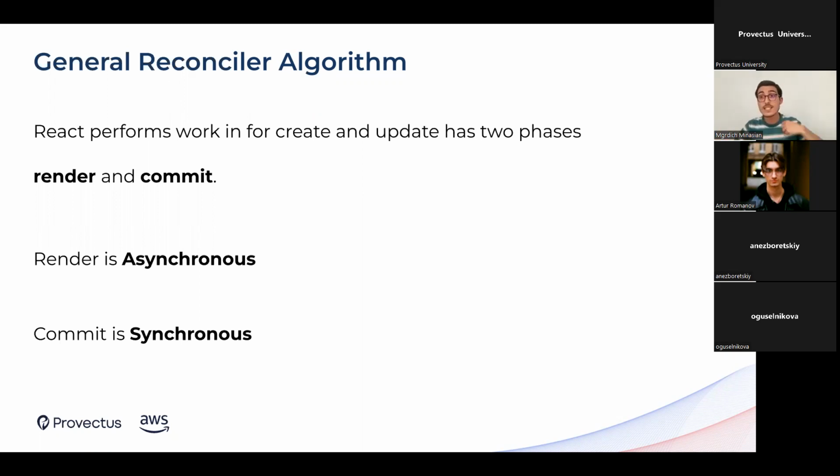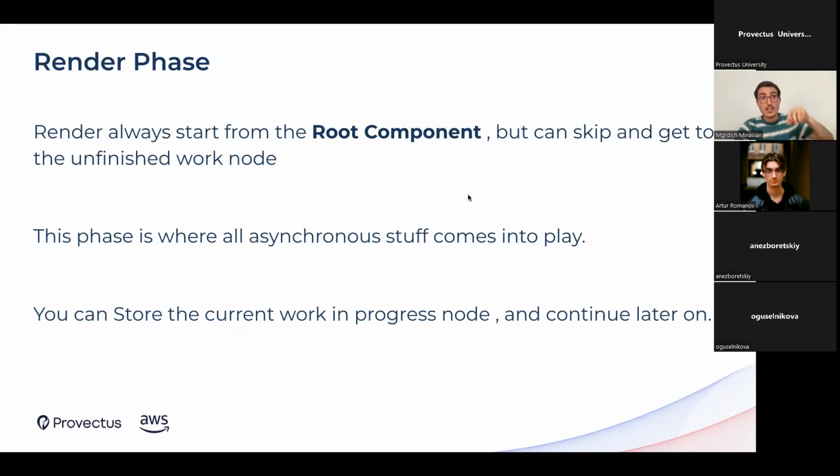But the render is asynchronous, and the commit is actually flushing all of those changes onto the screen, painting them, and the commit is synchronous. And I will explain to you why this is the case. The render phase is asynchronous because the diffing can take a very long time, and you can pause the execution. You can let the browser do the animation, and you can come back and figure out what did change.